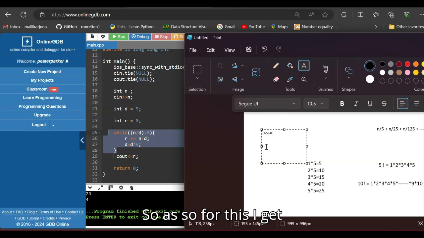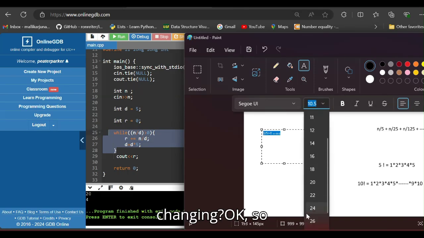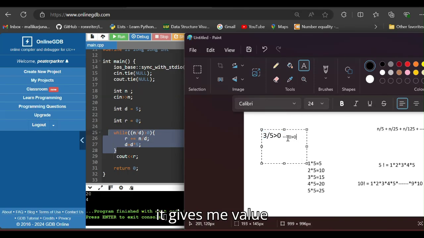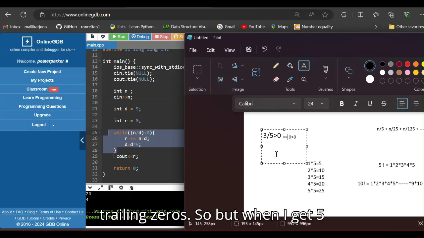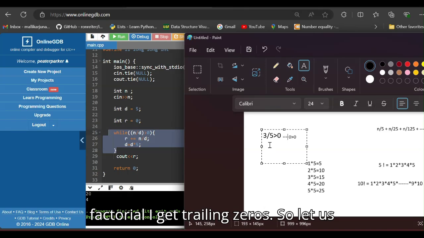So for this I get 0, which is not greater than 0. Why is the size actually changing? Okay, so it gives me value 0, which is not equal to 0. So when I get 3 factorial, it doesn't have any trailing zeros. But when I get 5 factorial, I get trailing zeros now.